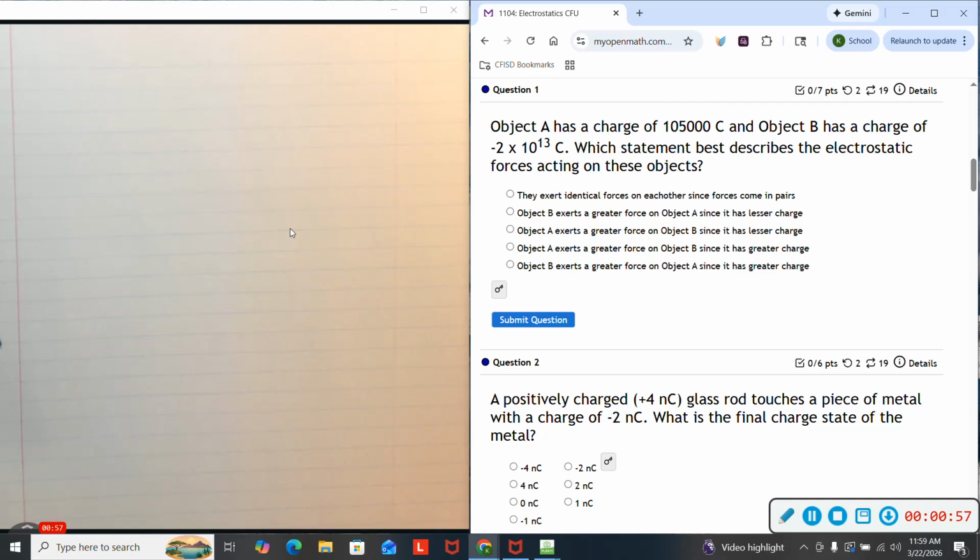I do know these objects are going to attract because they have opposite charges. One is positive, one is negative, but that's not really the question that's being asked here. It's just asking us how the forces compare. And what you need to remember is that it doesn't matter which one has more charge or less charge. This will be a force pair because both of these objects are experiencing the same electric field due to these charges. And so you're going to have equal and opposite forces.